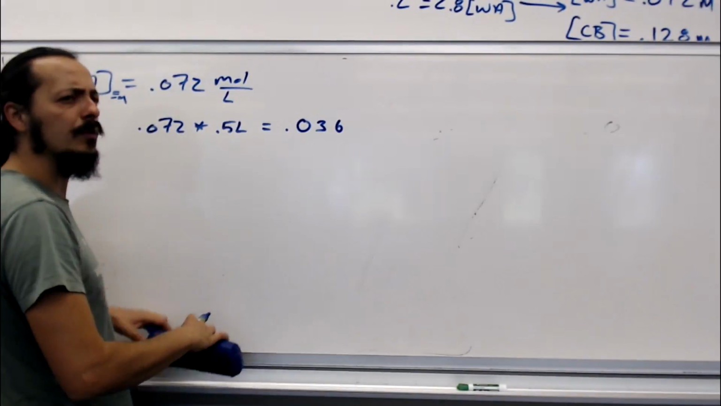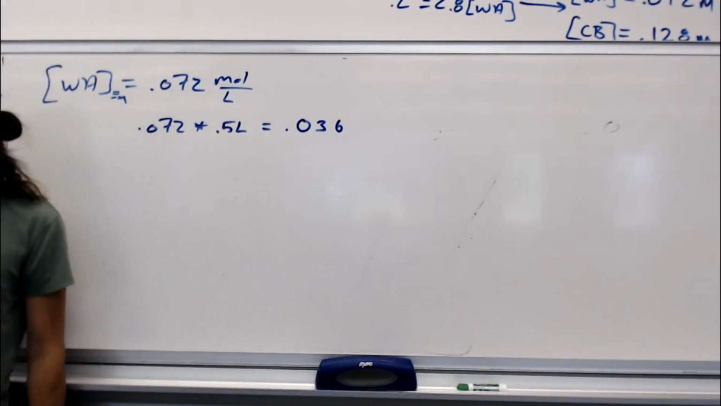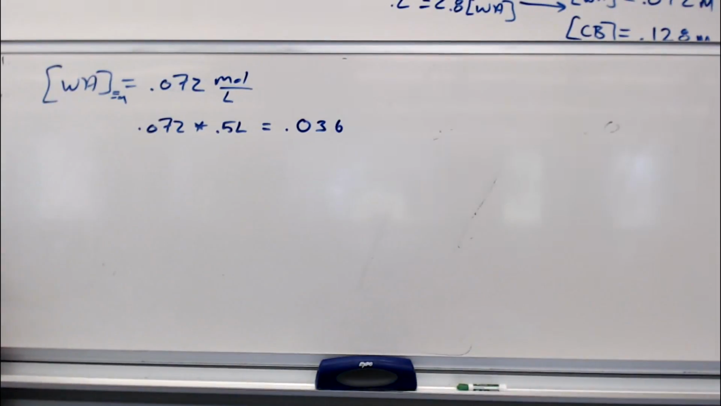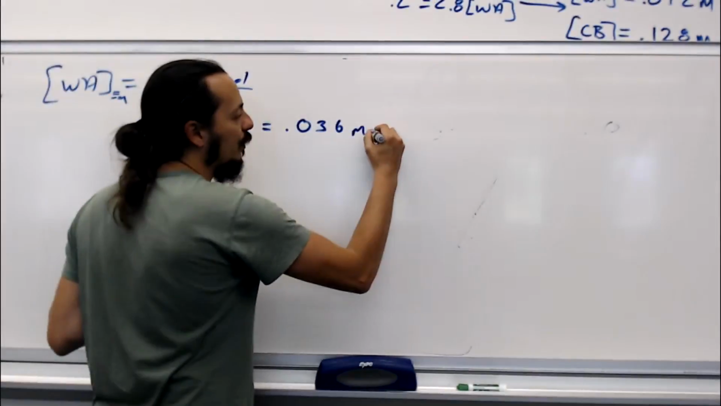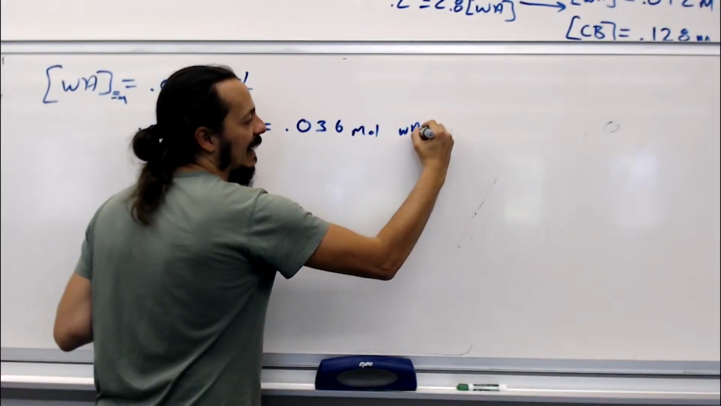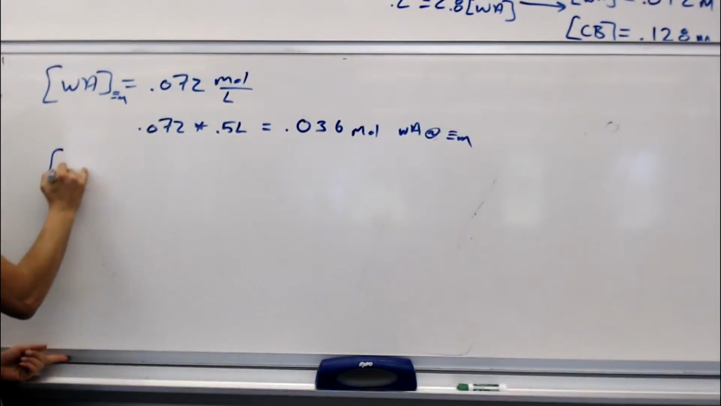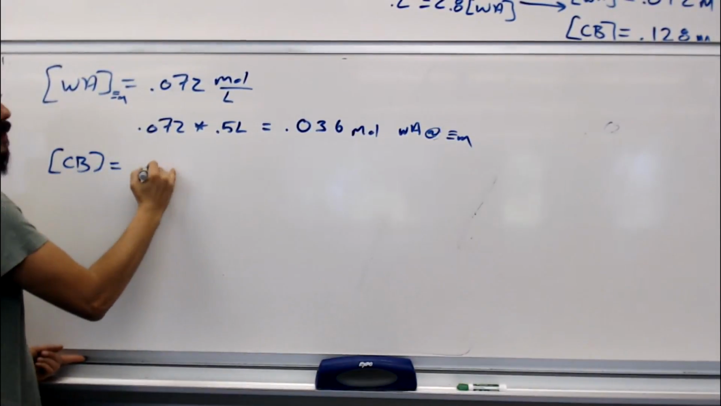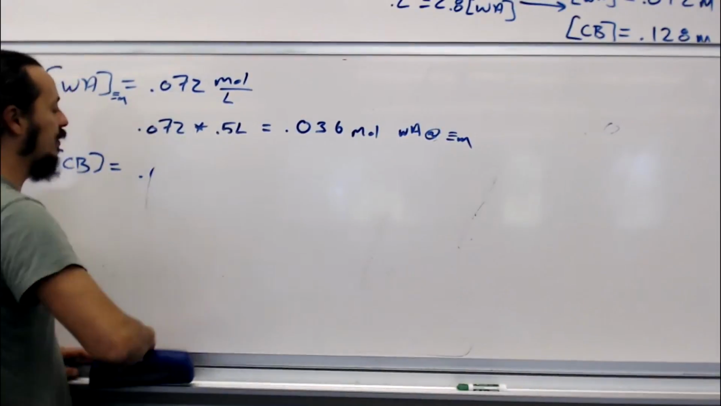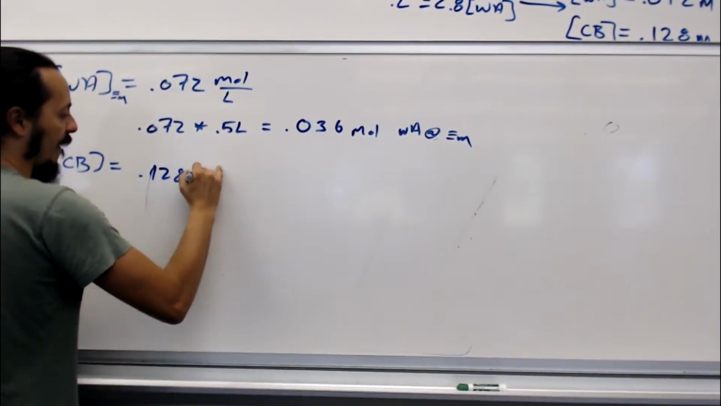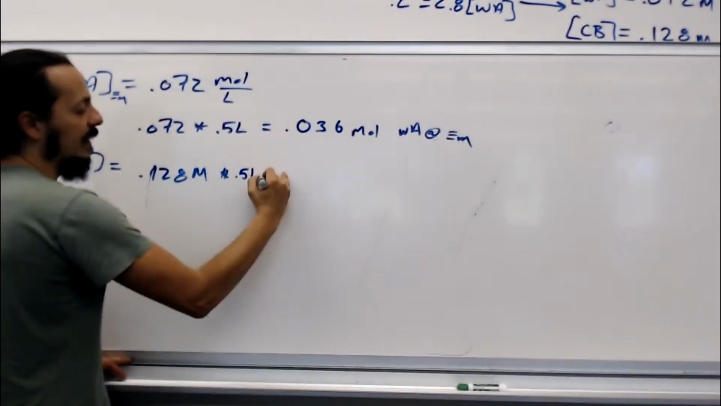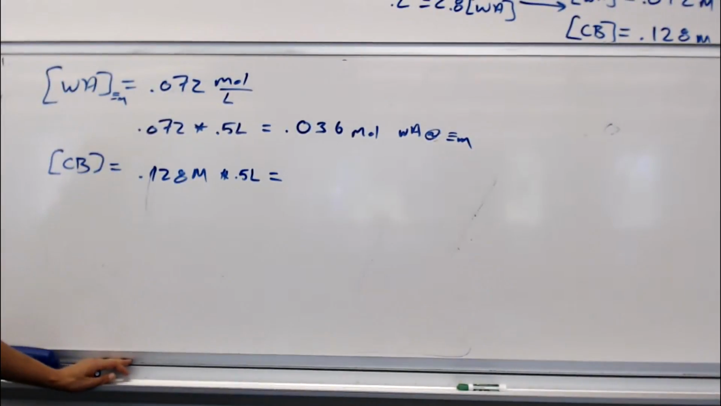0.036. 0.072 divided by 2, right? Because 0.5 is 1/2. And this will be moles of weak acid at equilibrium. We can do the same thing for our conjugate base, which is 0.128 molarity. We can multiply by 0.5 liters, and that will give us 0.064.